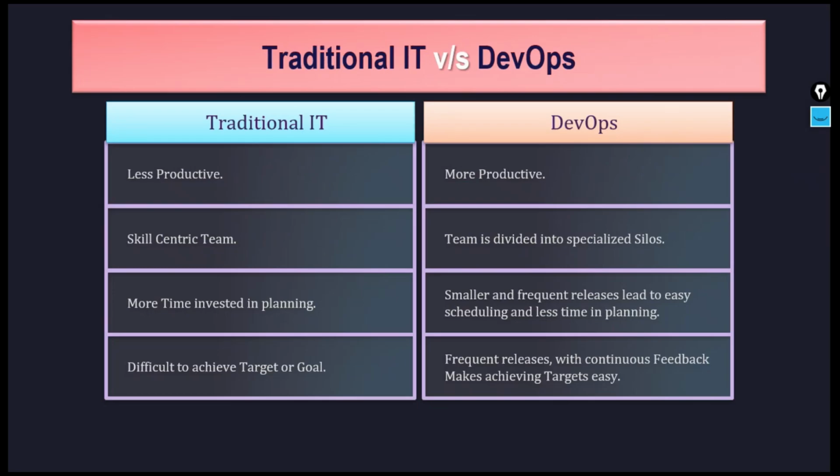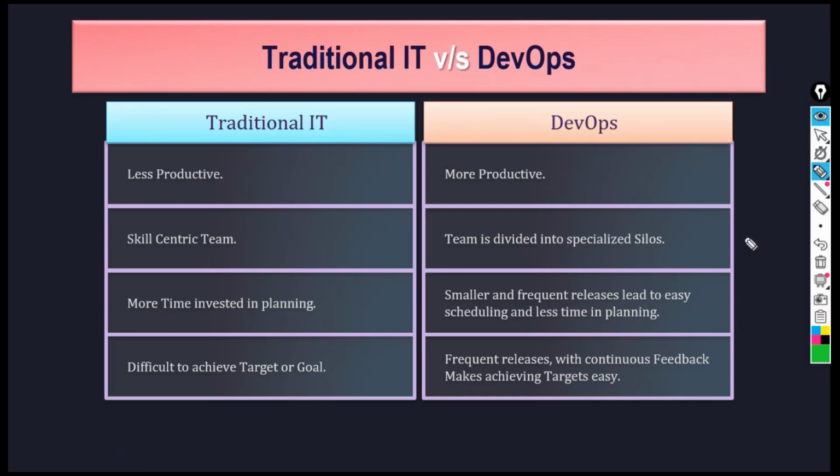Traditional IT is falling behind DevOps because DevOps is more productive. In traditional IT, the team is divided into specialized silos. You do not need to be a master of everything and master of none. You just concentrate on your particular skill. That is fine. You will contribute in your DevOps cycle. Smaller and fragmented releases lead to easy scheduling. We have already discussed this. Smaller and frequent releases, not in one go. No big bang approach.